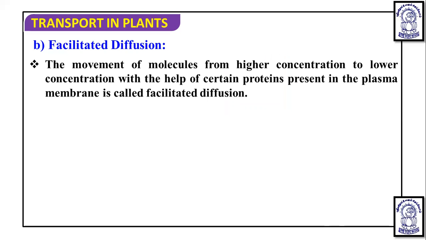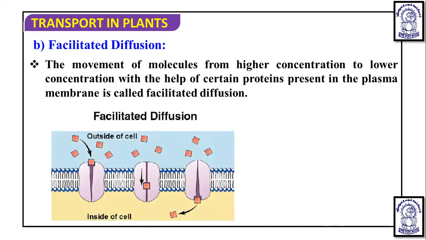So in diffusion, what was that? There is no need of proteins. The diffusion can occur within a cell and between cells, but with diffusion, proteins are not required. But here, proteins are involved, and those proteins are facilitating the movement from higher concentration to lower concentration. Because of this, we are calling it facilitated diffusion.